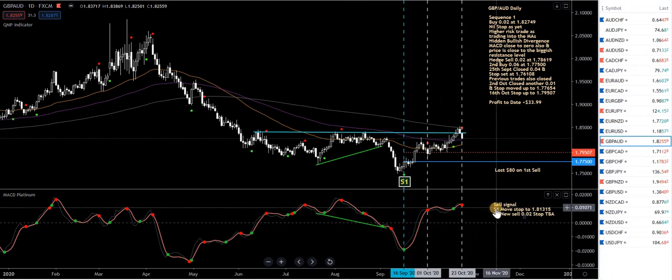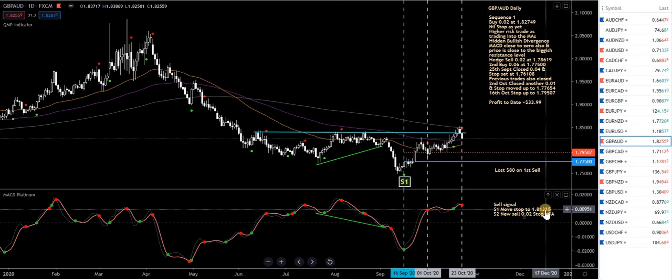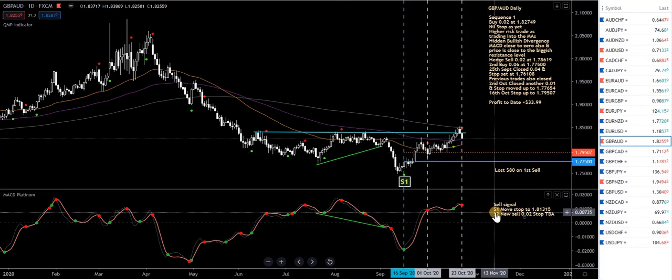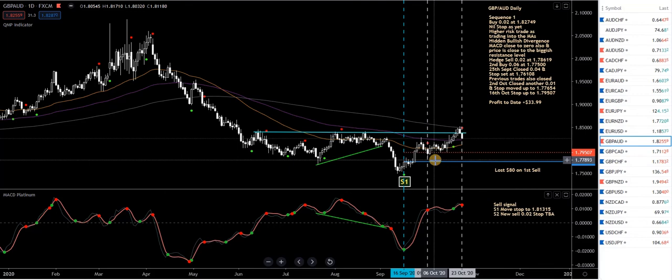So what I'm going to do on Monday, you can see my notes here. Sell, sequence 1, move the stop up to 181,315. So as long as it doesn't gap down drastically, I'm moving the stop up to lock in more profit on this buy.